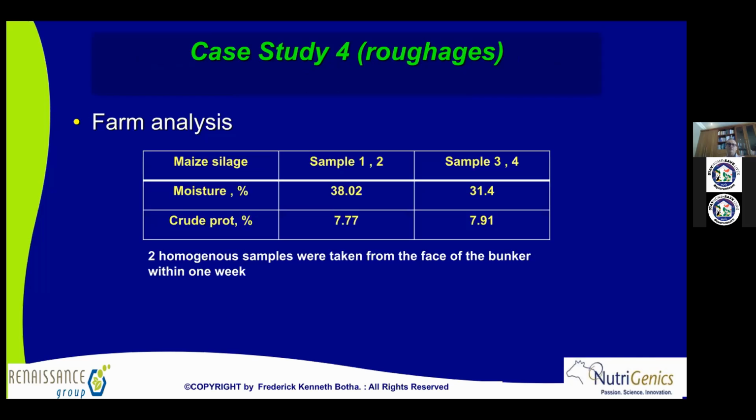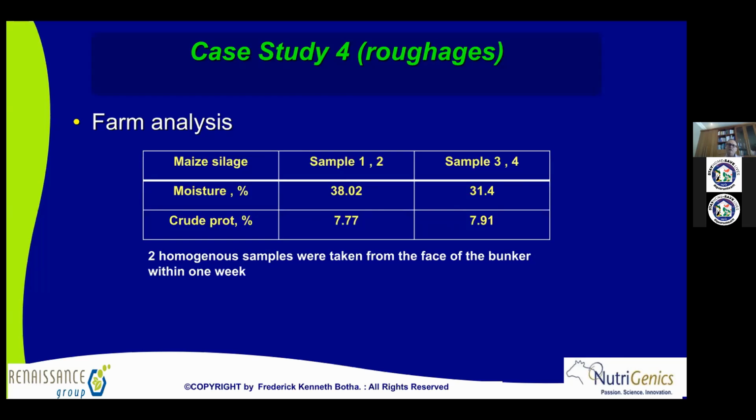One thing that we analyzed there is a lot of variance in the roughage dry matter, or the moisture in that, and especially the dry matter of the maize silage. You can see we took 2 samples on the face of the bunk in 1 week, and then a week after that another set, and look at the variance. The moisture level on the first 2 samples was 38, and the next week it was 31.